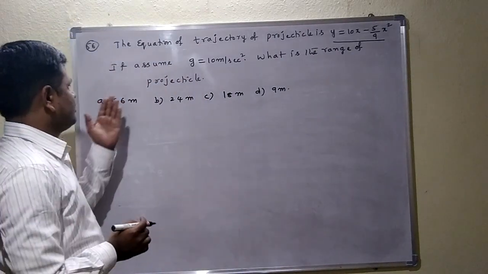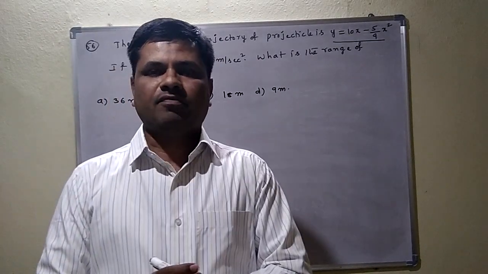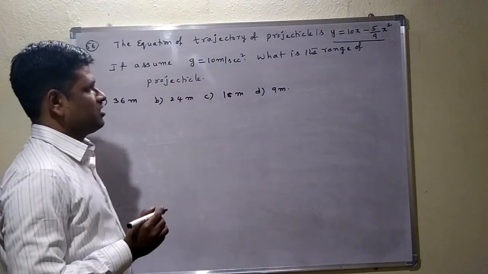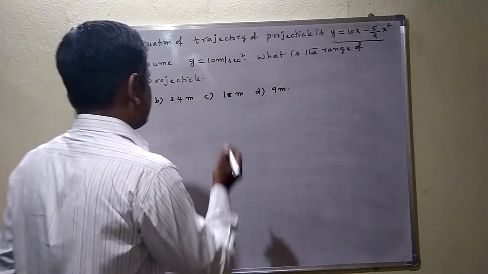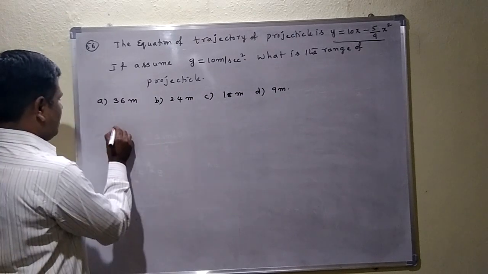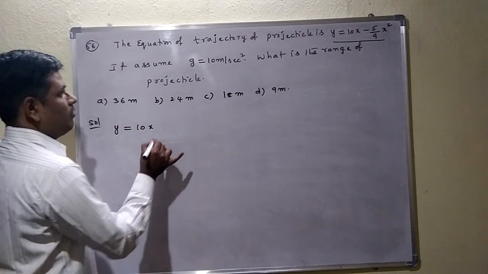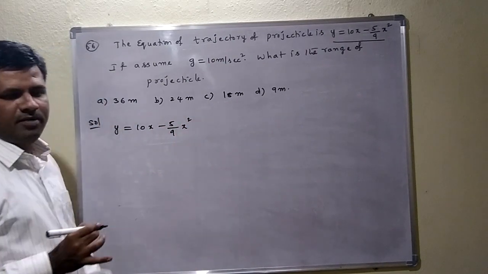Here, they are asking what is the range of the projectile. See how to solve this question. Now y = 10x - (5/9)x². That equation I am taking here: y = 10x - (5/9)x².